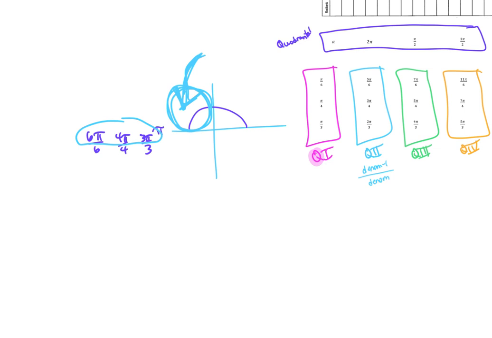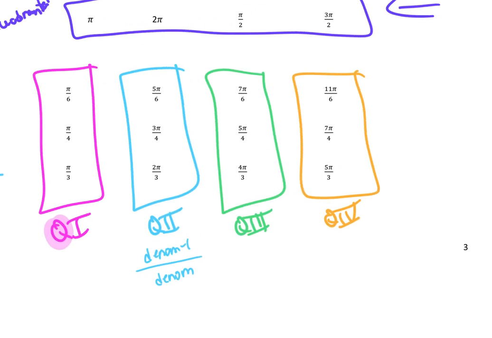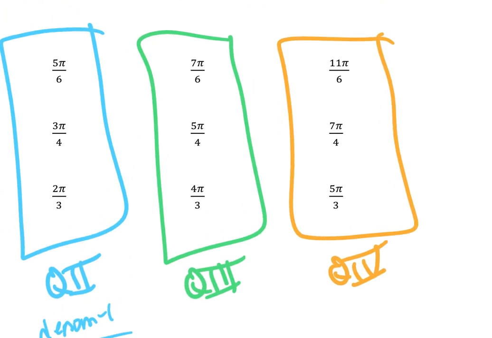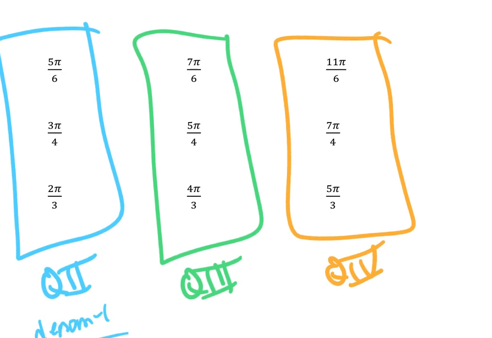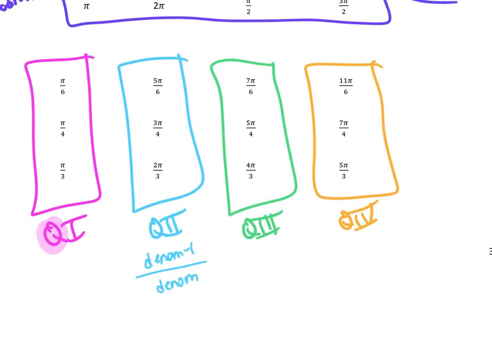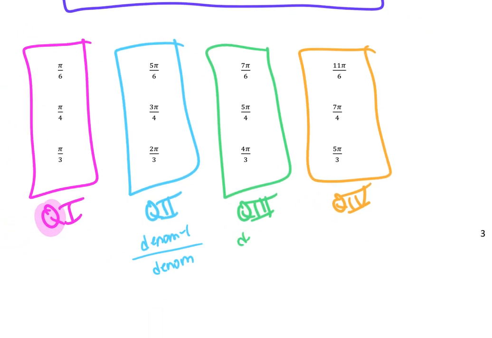Think about quadrant 3. We're rotating all the way around. We're going just past what 1 pi would be equivalent to. So look at these values. What do you notice about the numerator compared to the denominator? Denominator plus 1 all over the denominator. There you go.